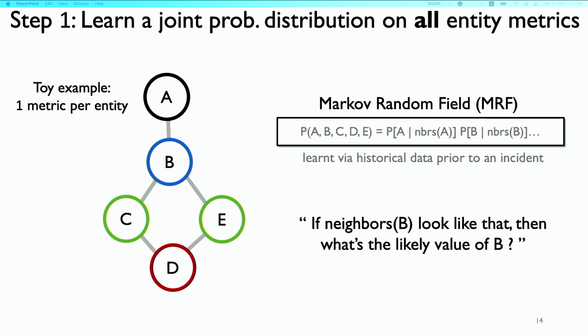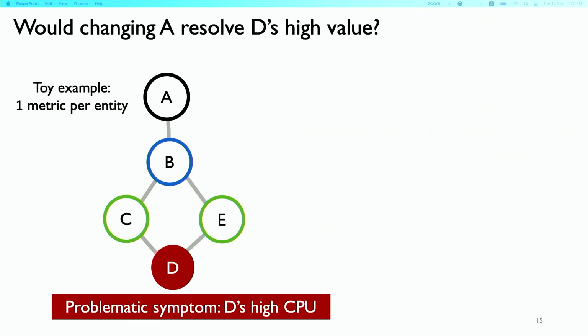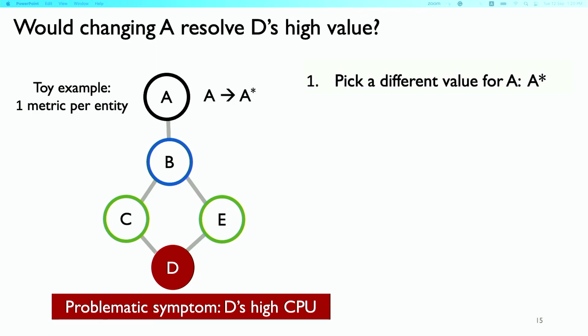And so on. So once we have this distribution, we can use it to answer counterfactual queries, such as, if we change the value of A, would it make the high value of D go away? So how this works is, first we pick a different value of A, let's say A star, and this might be a lower value.